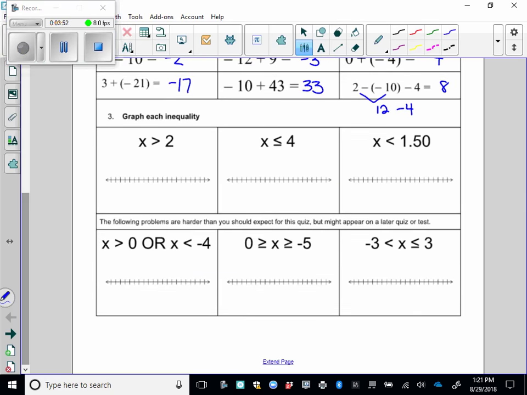Now we're going to focus on graphing an inequality. Remember, if you have a symbol that's a greater than or a less than, you use an open circle. But if you have a symbol that's a greater than or equal to, or a less than or equal to, you use a closed circle. So I think of it as greater than and then shading in for the equal to part.